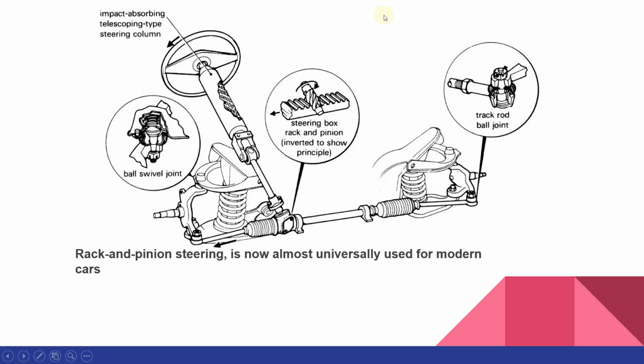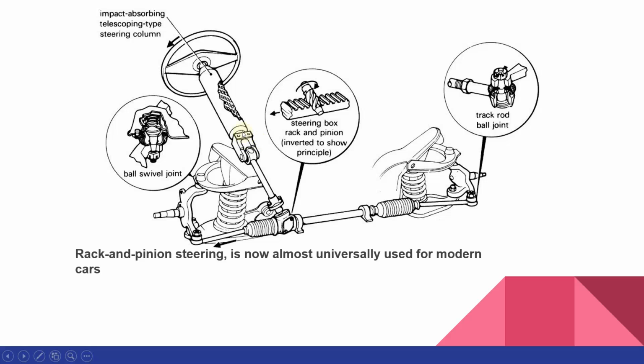So let us see what is the rack and pinion steering mechanism. We have the steering wheel here, and we have a steering column which is known as a telescopic type steering column because of its shape, and it has a damping capacity or vibration absorbing capacity. The impacts are absorbed by the steering column.